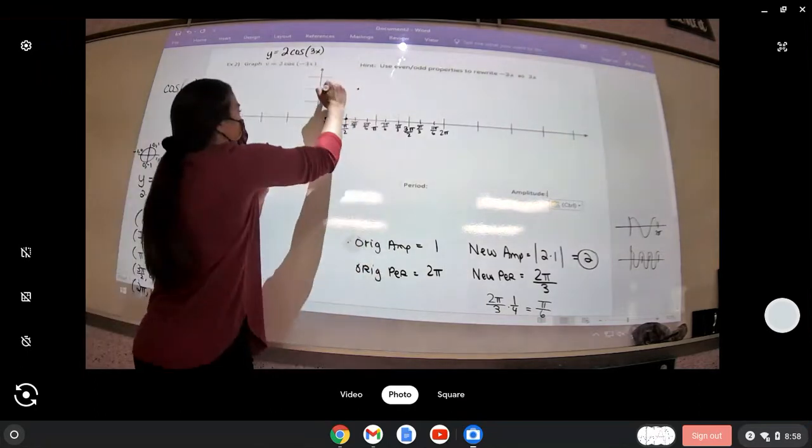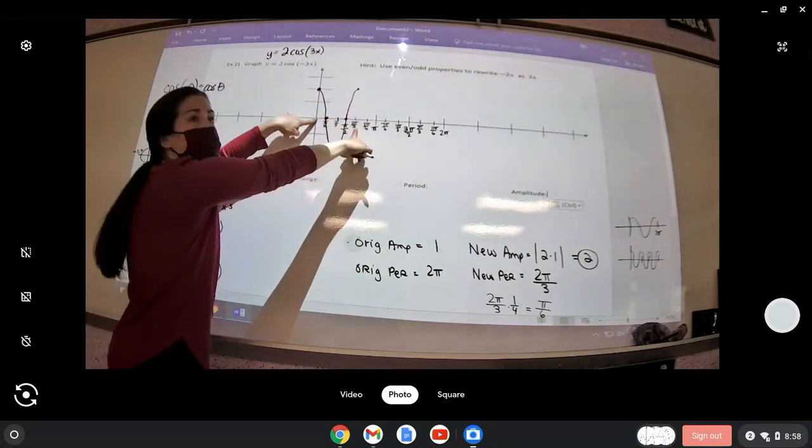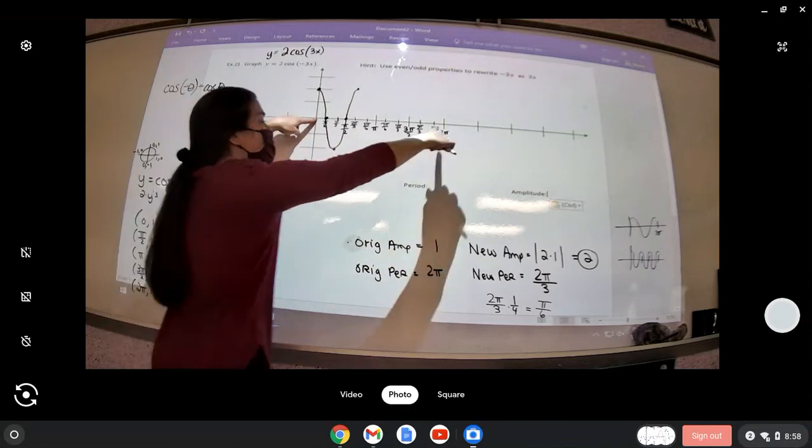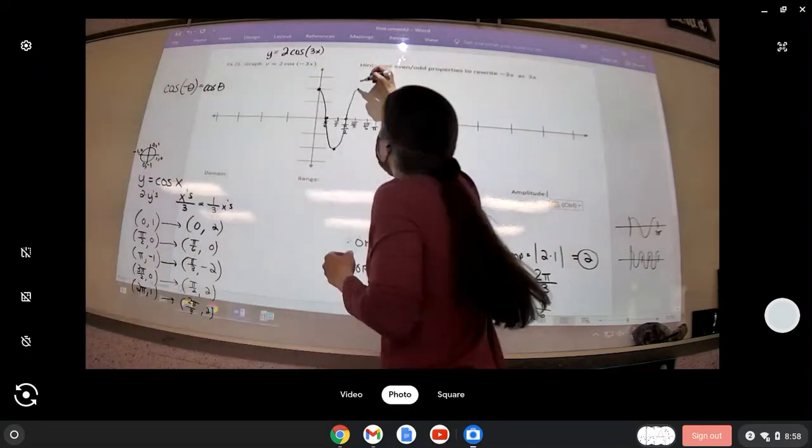So there it is, guys. We have created one cosine wave, but it only took from 0 to 2 pi over 3. It doesn't take 2 pi units anymore because our period has been shrunk because we are horizontally shrinking this graph. And then we can just do the pattern.